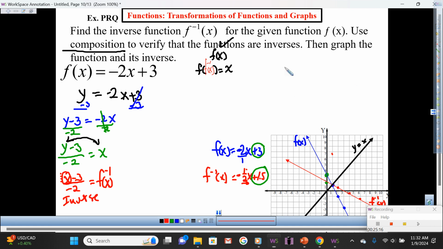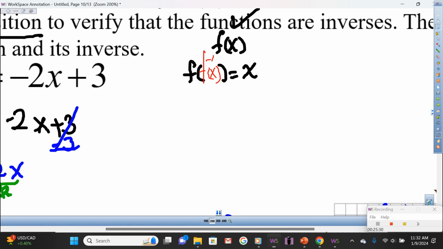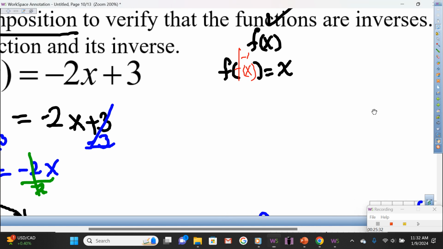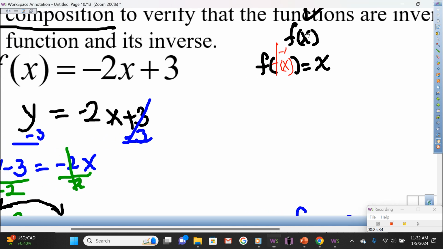All right? So here we go. Write this down, please. I'm going to zoom in. I'm going to go step by step just to make sure we got it. So we're starting first with f of x, but instead of f of x equals x, I'm going to write f of f inverse x.